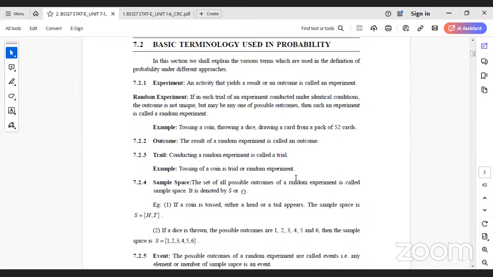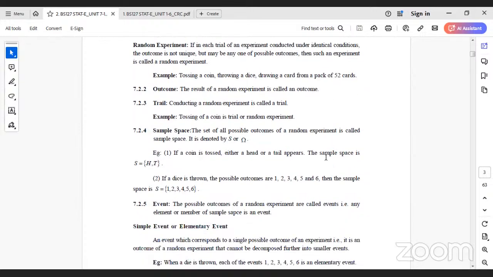Sample space: the set of all possible outcomes of a random experiment is called the sample space. It is denoted by S or omega. For example, if a coin is tossed, either head or tail appears, so the sample space is head or tail. If a die is thrown, the possible outcomes are 1, 2, 3, 4, 5, 6. Any of them can come up.